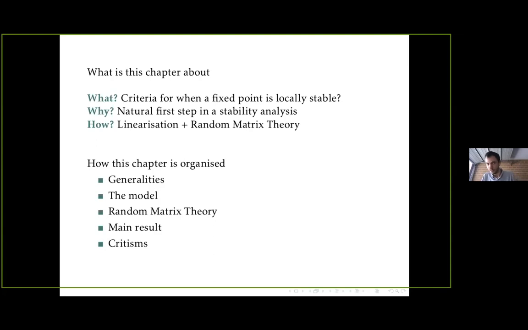And we will go through this chapter as follows. The outline goes like this. We first say some generalities. Then we introduce the model that we're actually going to consider. Then we look at some results from random matrix theory, which will finally allow us to state our main result. And after we have stated the main result about this local stability, we will give some criticism of the results, about what we can do better.